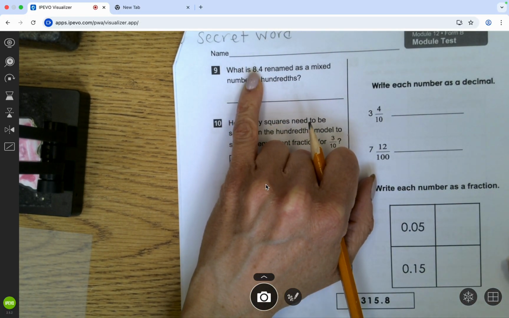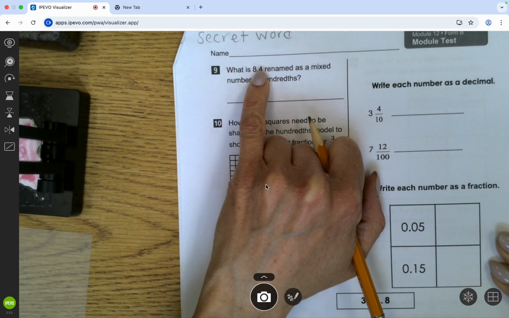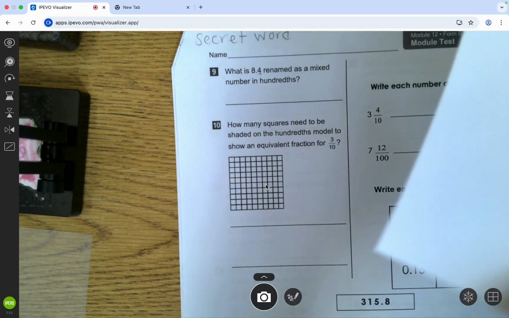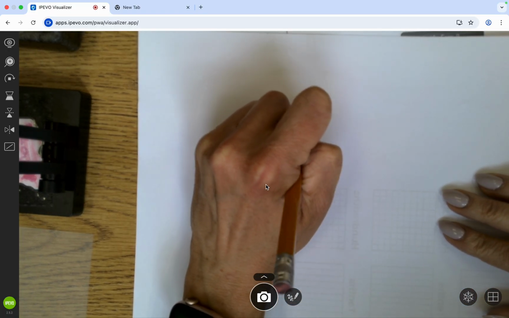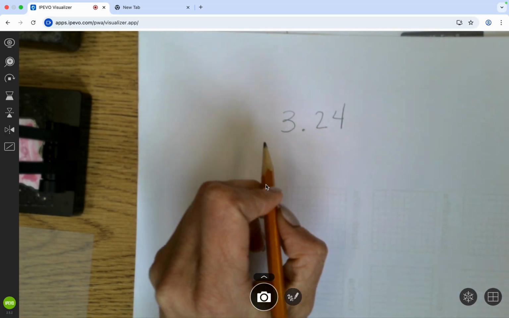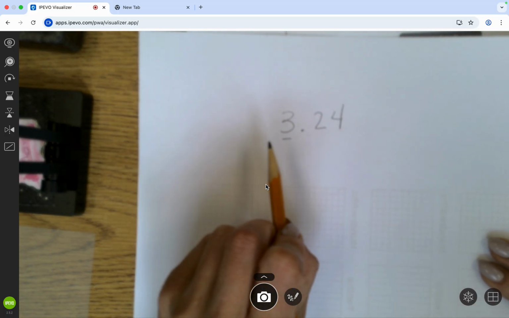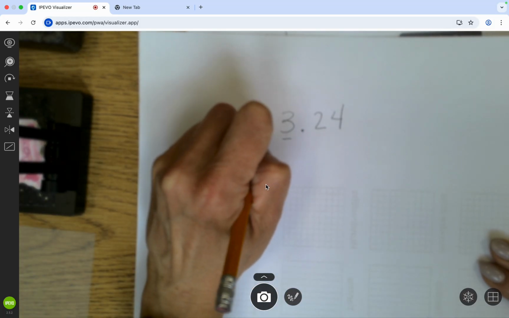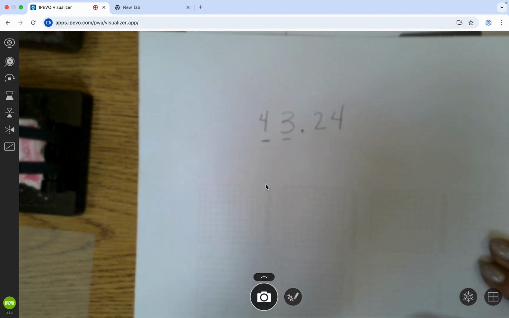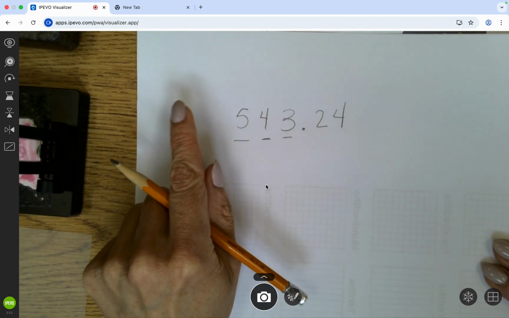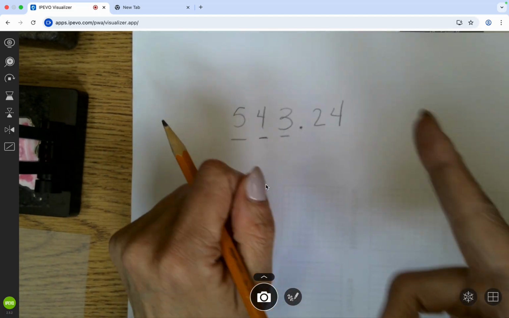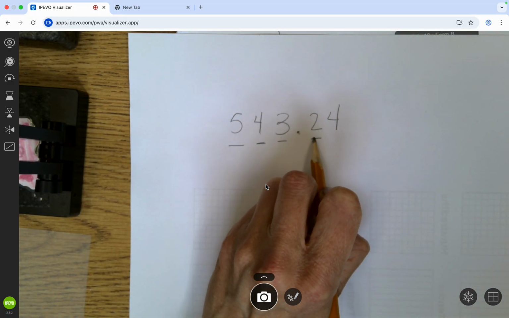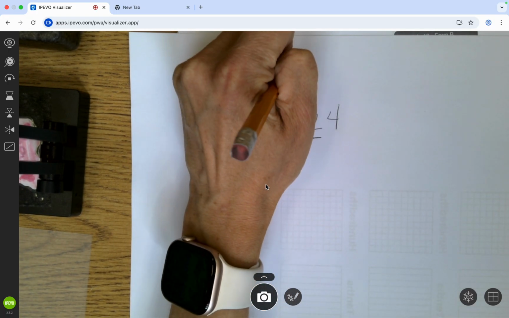What is 8 4/10? So remember, this is the tenths place. So if I have a number, let's write 3.24. The 3 is in the ones place. The digit before the decimal is the ones place. If there was another number here, that would be the tens place. If there was a number here, the hundreds and thousands, 10,000s, 100,000s, millions. Then if I move to the right of my decimal, this place value is the tenths place.